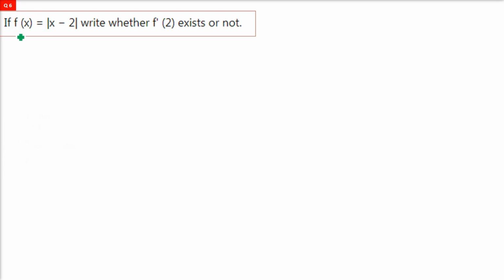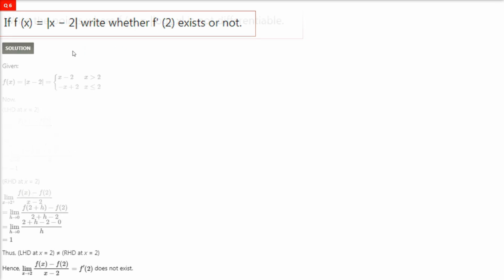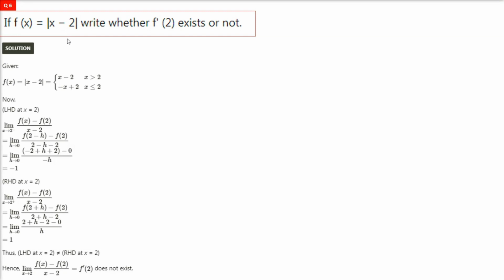If f(x) equals modulus of x minus 2, write whether f dash 2 exists or not. So we will do the classical solution. Basically it is y equals x minus 2. It's a line. So x is 0, so y will be minus 2, and y is 0, so x will be equal to 2.